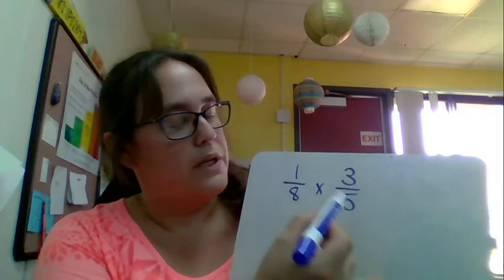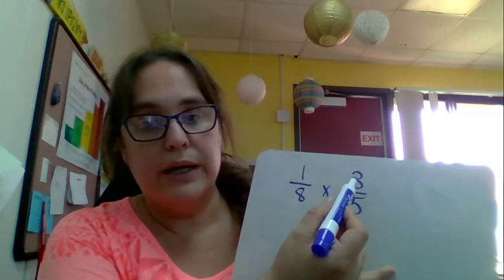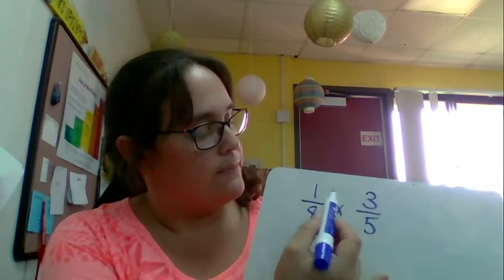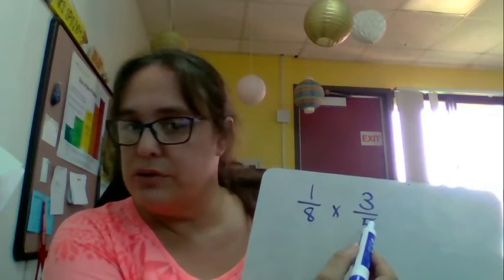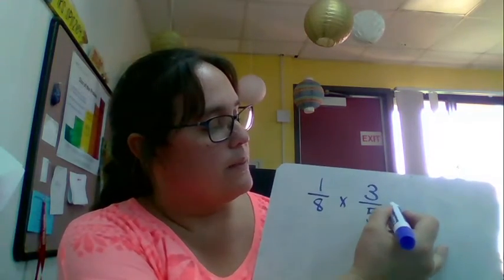So cross-reducing, you're looking across from each other, from numerator to denominator. So you're asking yourself, do 3 and 8 have anything in common? They do not. 1 and 5 do not have anything in common. So now you can multiply straight across the top and straight across the bottom.